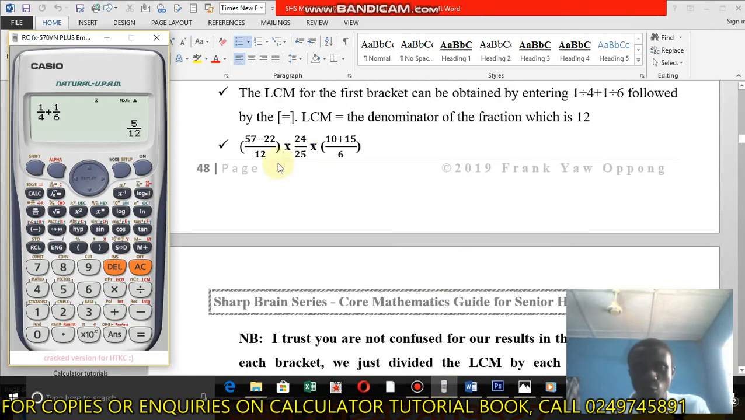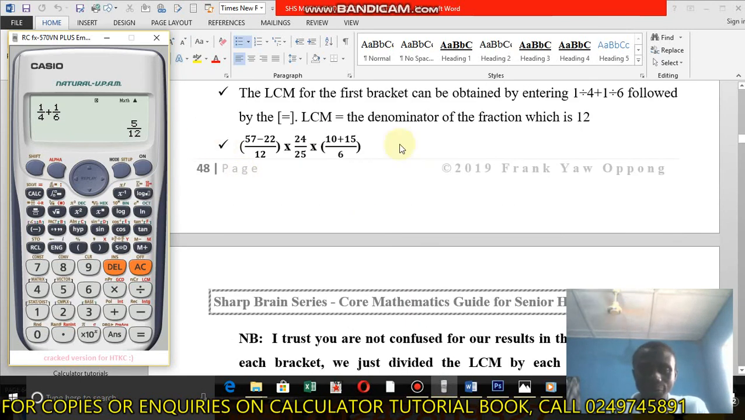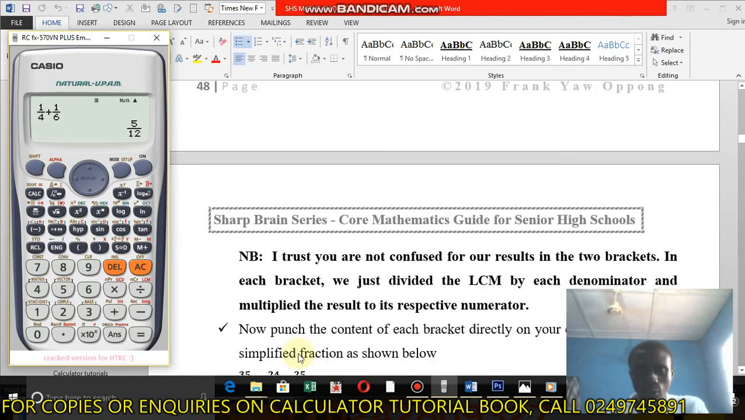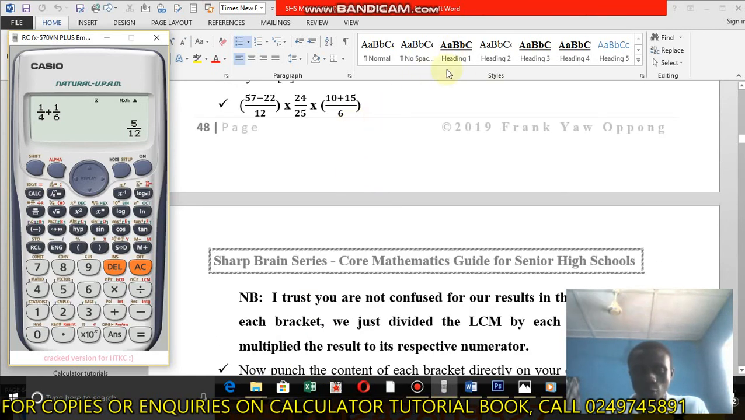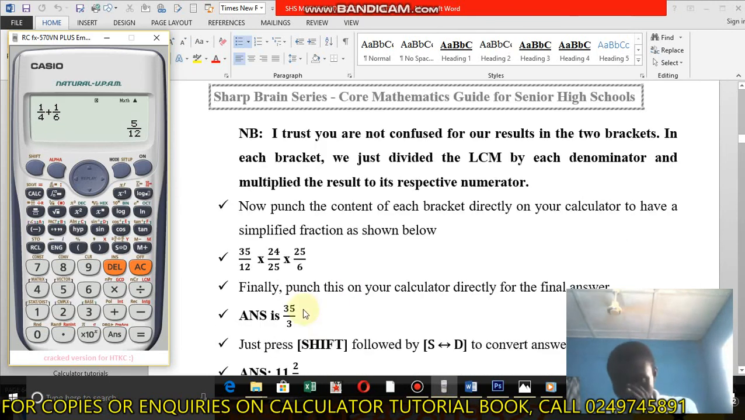So you know how easy that will be done. We will not do anything to this. We will maintain it because it's a single fraction. And we will go and simplify the next content of the bracket. When we do so, we are getting this. Now, from here, straightforward, when you punch it on the calculator, it will simplify for you like this, 35 over 12. You punch this one, 24 over 25. Then you punch this also on your calculator, 10 plus 15 over 6. It will also simplify for you as 25 over 6.